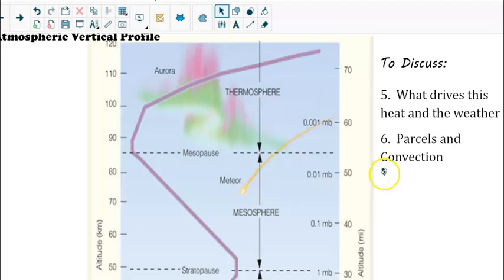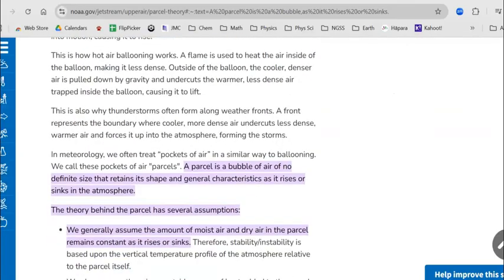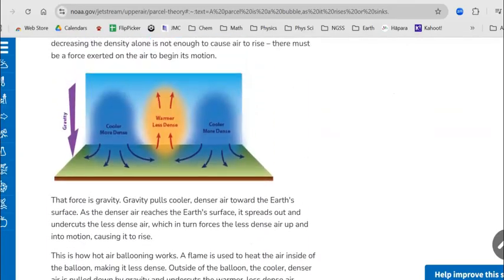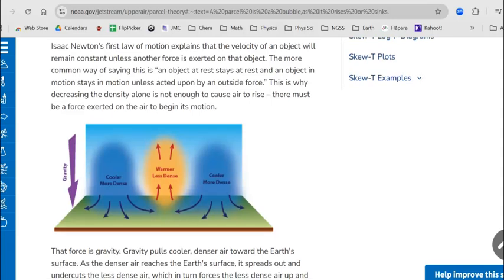Okay, so parcels are little pieces of our atmosphere. They have no determined size. There's nothing that describes the size. A parcel of atmosphere is a chunk of atmosphere. Some people in the younger grades call them a balloon without the balloon of atmosphere. So it's a big piece of atmosphere.